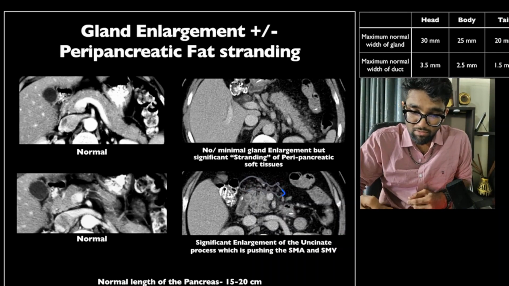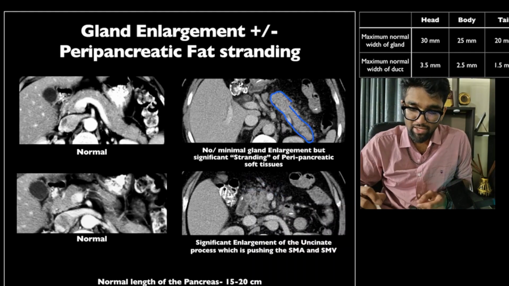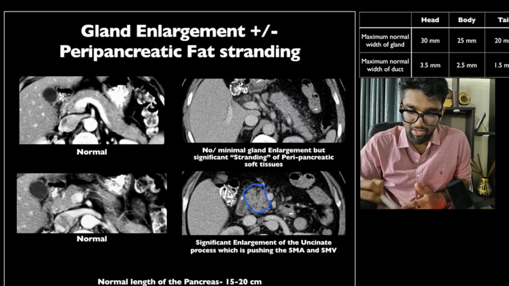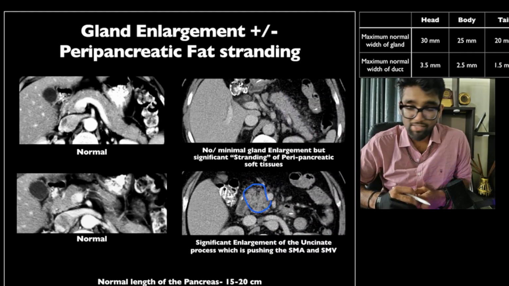So a normal size gland with stranding is acute pancreatitis, and an enlarged gland with or without stranding is acute pancreatitis. So either of those two qualify this as acute pancreatitis.